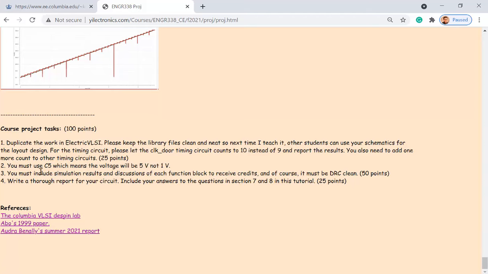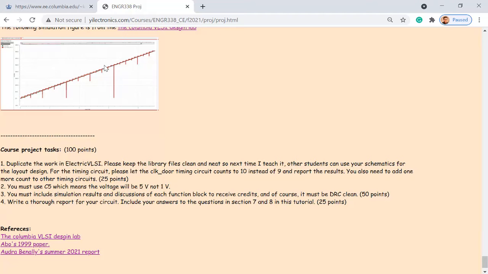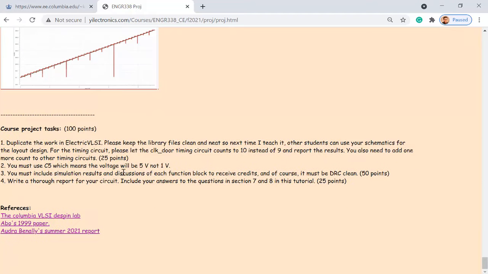Show the results. And let's use C5. C5 is the only one available for electrical VLSI, so I have to use C5, which is 5 volts. The design you can download from my website is 1 volt. You must include simulation results and discussions of each function block to receive credit. It must be DRC clean, okay, shouldn't have any errors.